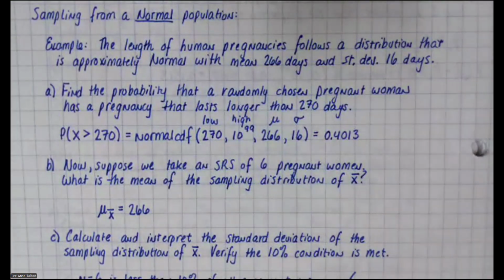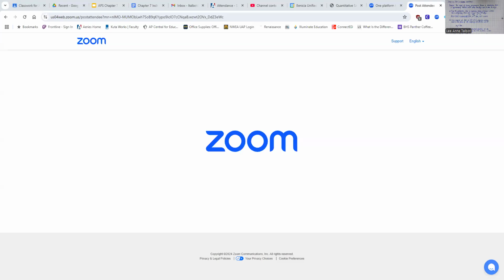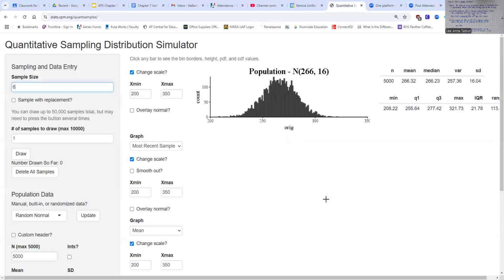So this is 7.3a. If you weren't here yesterday, just look up at the screen for the moment. I want to revisit this. It says the length of human pregnancies follows a distribution that is approximately normal with mean 266 days and standard deviation 16 days. Okay, are you guys with me? Okay, so what I did before you got here was I made this.